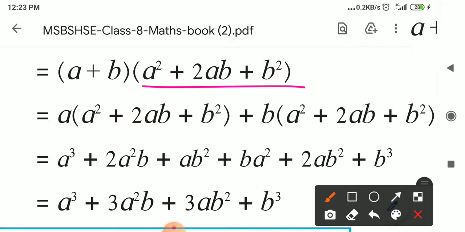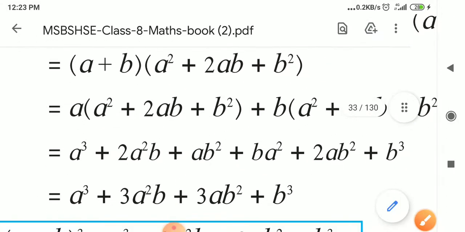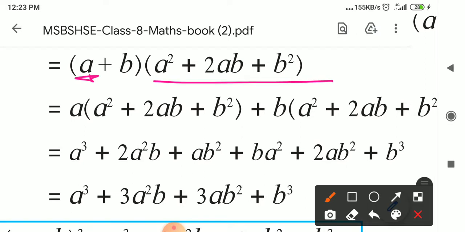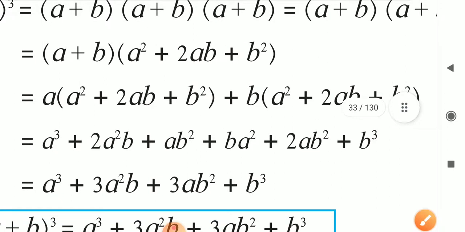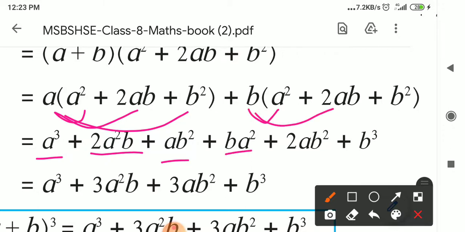After that you have to multiply these two brackets. So a into the whole bracket, and plus b into the whole bracket, and now do the multiplication. a into a square is a cube, a into 2ab is 2a square b, a into b square is ab square. Same here, b into a square is a square b, b into 2ab is 2ab square, and b into b square is b cube, and after that you will get this formula.